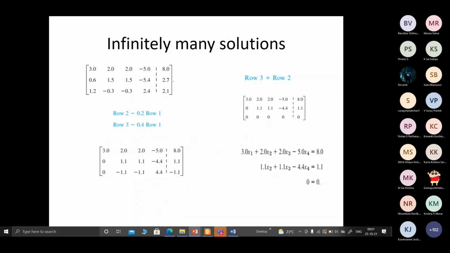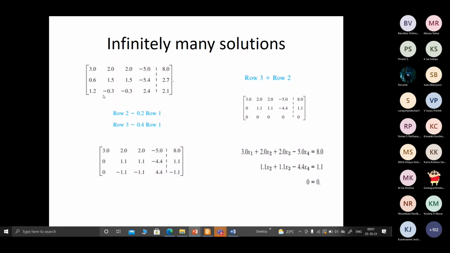So that's the thing. Next, we'll take the infinitely many solutions case. I will not solve this, I'll just explain it. This is a system. How many equations are there? 3 equations. How many unknowns? 4 unknowns. This is B. Anyway, apply row transformation. Using the first entry, make the second entry and third entry 0 here.